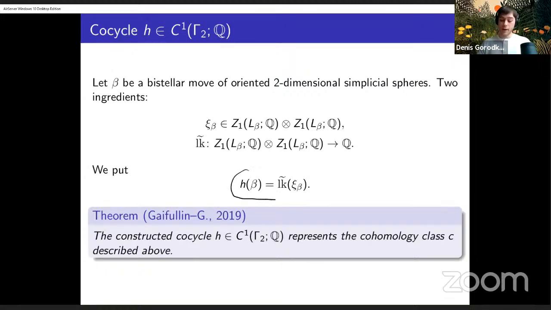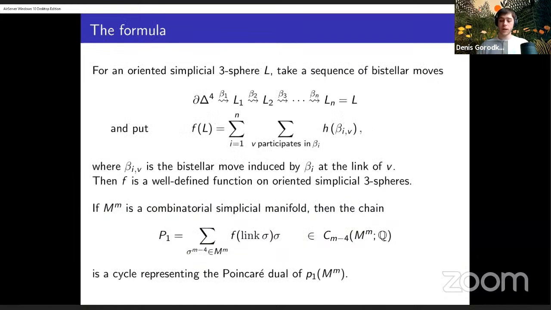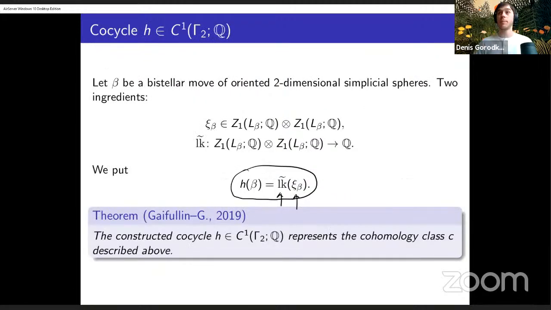We define the value of the function h, or the cocycle h, to be the generalized Lincoln number of this Xi beta. So Xi beta is constructed from the bistellar move of two-dimensional spheres. So h is a function on the edges in the graph gamma 2, a function on all bistellar moves of two-dimensional spheres. And the theorem is that this cocycle indeed represents the cohomology class C, which was described above. So the final formula is that you take any arbitrary three-dimensional sphere L, and you take the value of h as in Gaifullin's formula, but now we explicitly take it to be this generalized Lincoln number of this cycle.